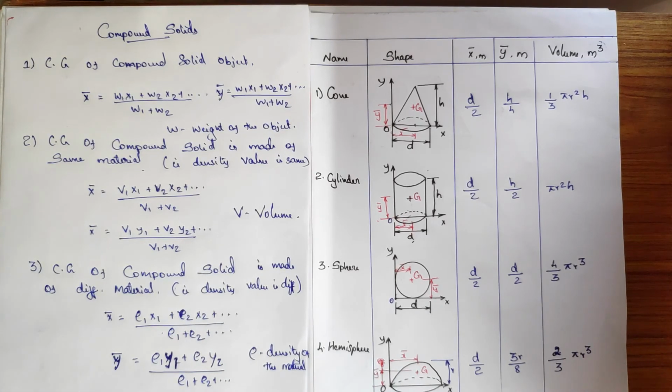So in this video we have covered all the basic things included in the center of gravity. We have learned what is meant by center of gravity and the basic formulas of the center of gravity: x bar, y bar, and volume for some of the basic components like cone, cylinder, sphere, and hemisphere. And we ended with the x bar and y bar formula when the solid is compound.